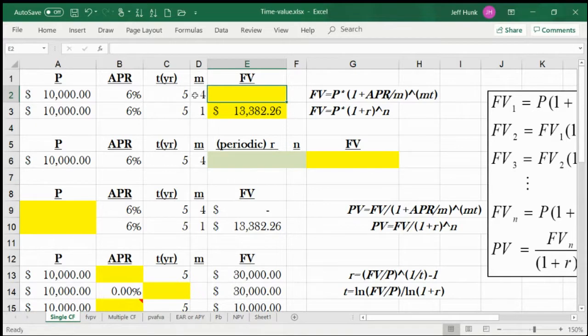It's not that difficult. Now, what about if compounding frequency is 4, in other words, quarterly? Then we'll have to make an adjustment. You've seen this in the previous video. So all you need to do is, once again, principal times 1 plus APR, and you divide it by compounding frequency, and then raise it to t times m.